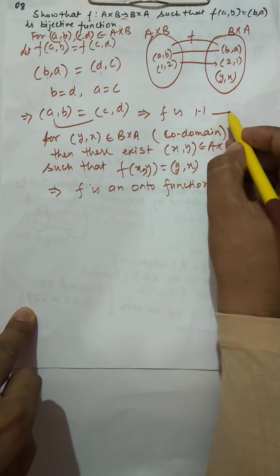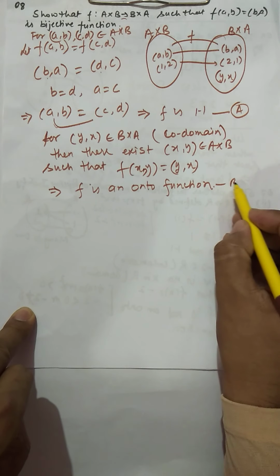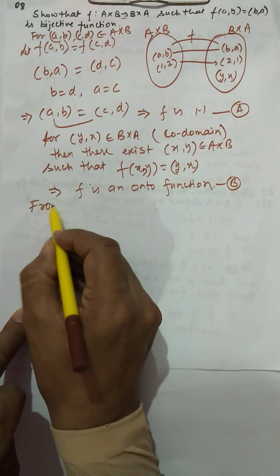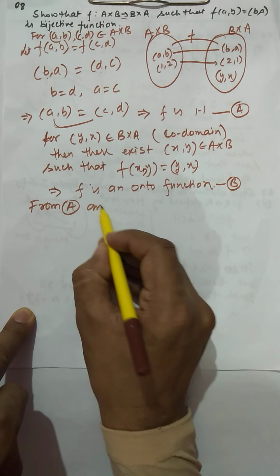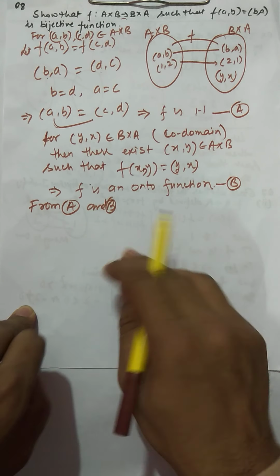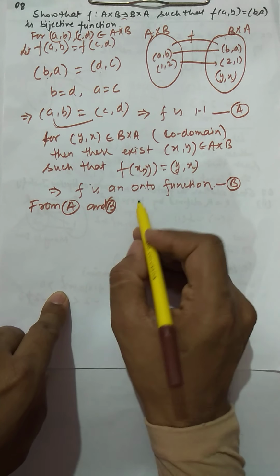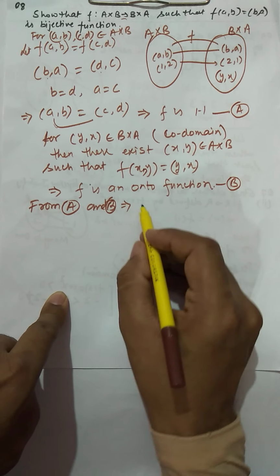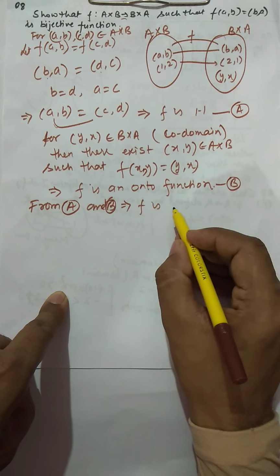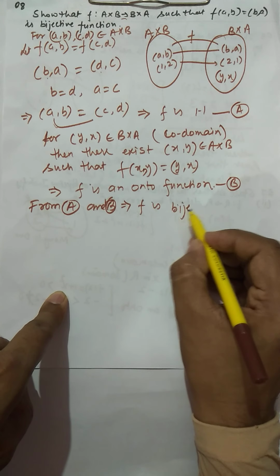You see from here, this is A and this is B. Any function which is one-one and onto is bijective. So we can say from 1 and 2, it implies that f is a bijective function.